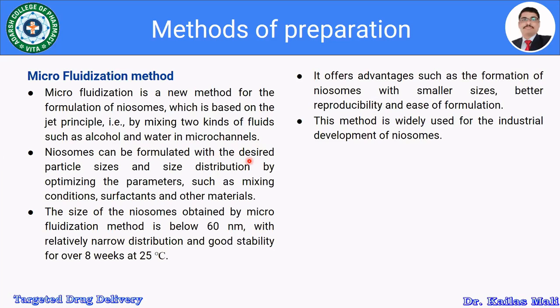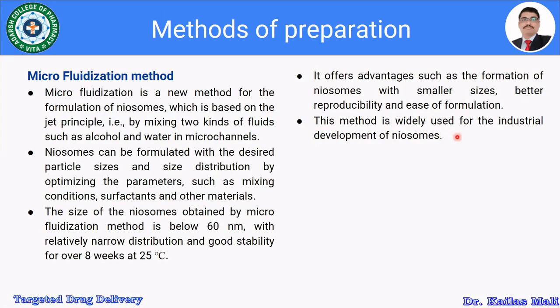Neosomes can be formulated with the desired particle size and size distribution by optimizing parameters such as mixing conditions, the surfactant and the other materials. The size of neosome obtained by the microfluidization method is below 60 nanometer with a relatively narrow distribution and good stability for over 8 weeks at 25 degrees Celsius. It offers certain advantages such as the formation of neosomes with a smaller size, better reproducibility, and ease of formulation. This method is widely used for the industrial development of the neosome.